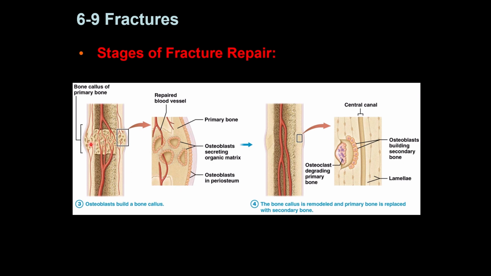Here the area becomes more vascularized, and the soft bone is formed here. This is the spongy bone that is soft. The osteoblasts are making new bone, and then this area becomes calcified. But again, this is not strong enough, and this is called bone callus. It's not strong enough and does not have the same shape the bone had before.